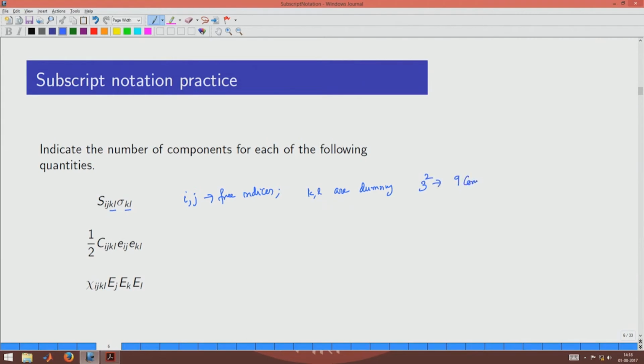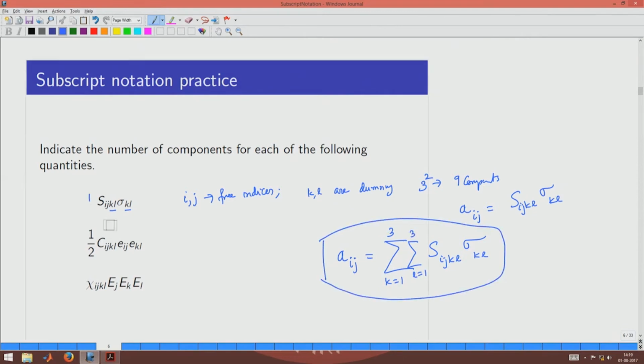So, 9 components. So, which means that you could also write this quantity like this: A_ij, where i and j are free indices, I keep them, and S_ijkl sigma_kl. So, this is what you could write, and what we meant by the dummy indices is as follows. What we meant was this: A_ij is equal to the sum of S_ijkl sigma_kl. So, this is the expression what we meant by this.